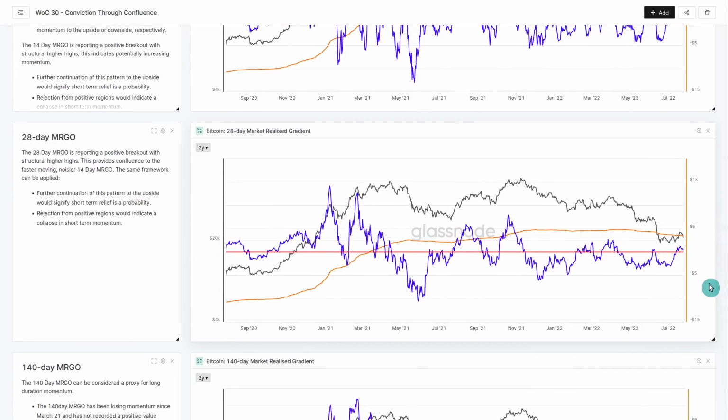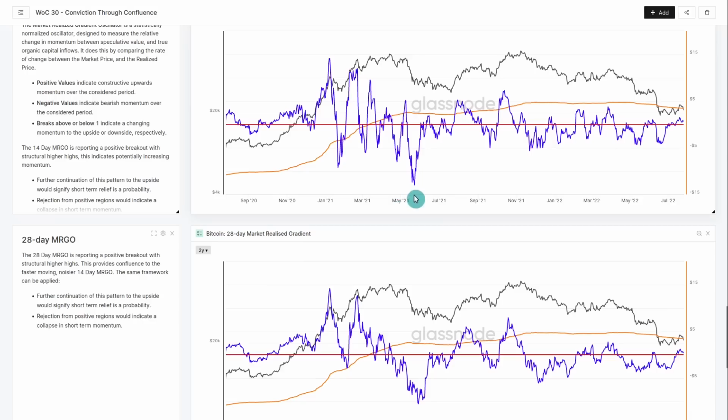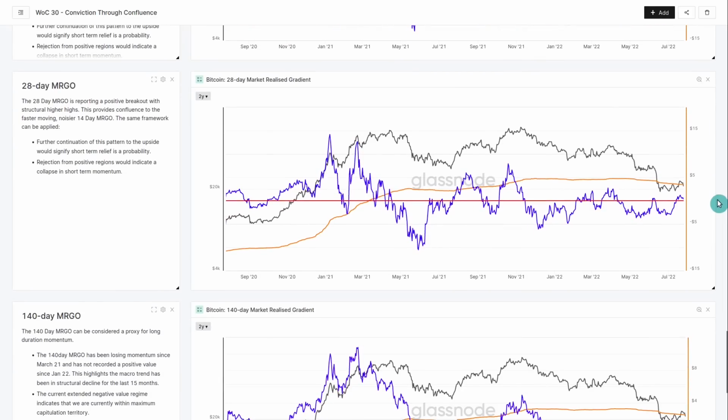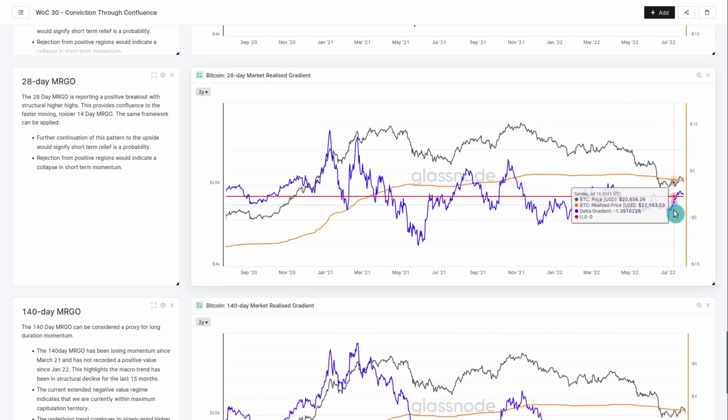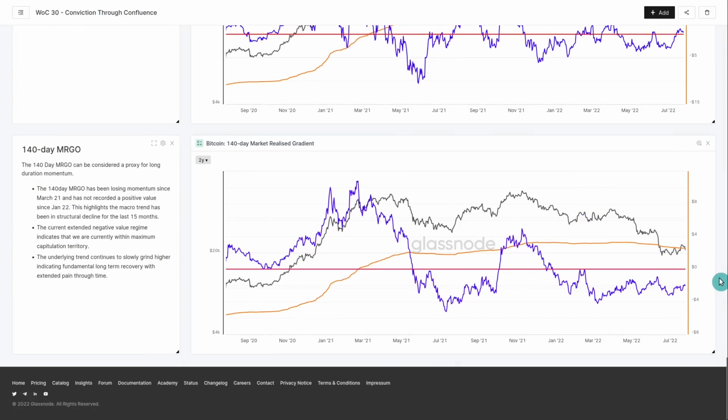Now we have a very similar pattern showing on the 28-day. This is a little bit longer time frame. So you can see that on the short time frame, it's quite noisy. We get these false signals on a regular basis, but also it will be the first one to react to a trend. This is very typical when you look at short and long-term moving averages. So on the 28-day basis, we also have a bit of momentum, but it's also not really something to write home about.